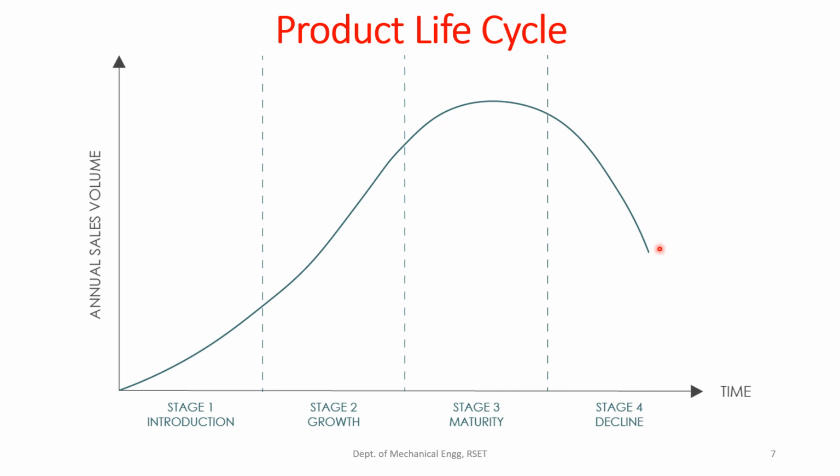And after a particular point, we see that it is no longer economically viable for a company to keep producing and selling the particular product. And at a point in the decline stage, the product is finally withdrawn from the market. So that is all that we have to discuss regarding product lifecycle.